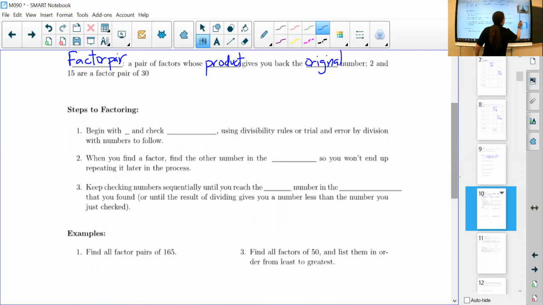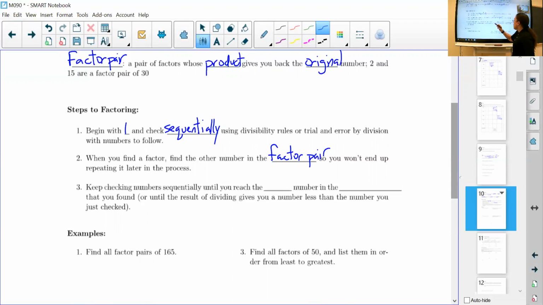If we want to factor a number, we're going to start with 1 and check sequentially. 1, 2, 3, and so on. We can use divisibility rules, or we can just try dividing. When we find a factor, we're going to find the other number in the factor pair. That'll save us some work later.